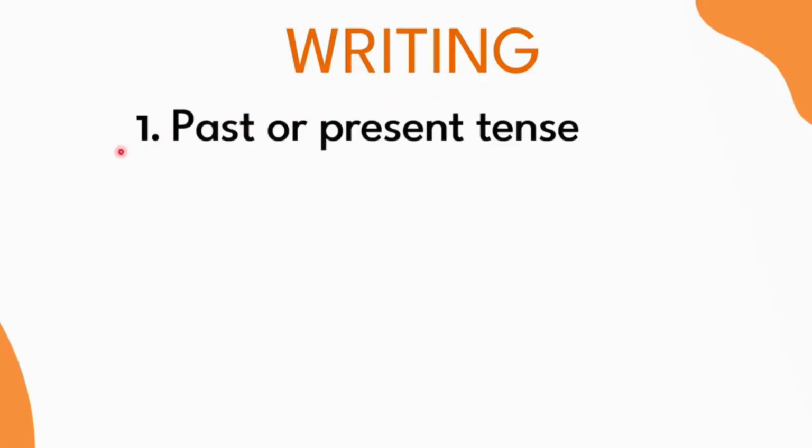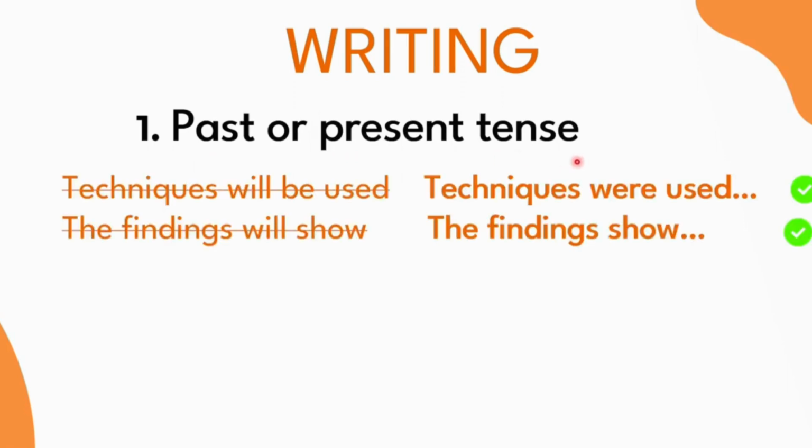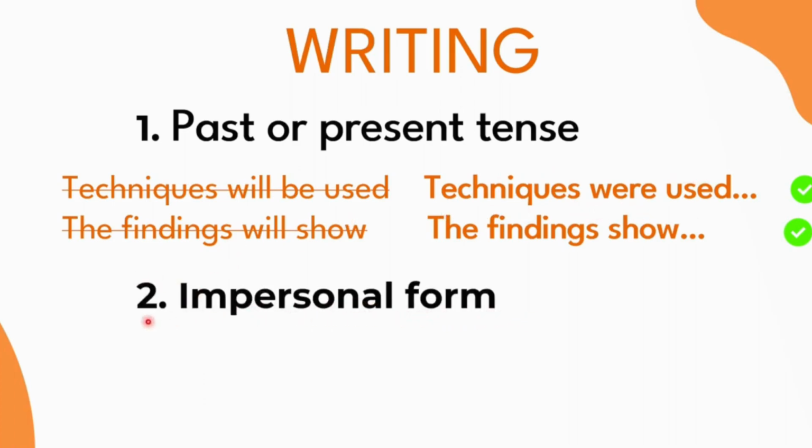The writing of the abstract will be as follows. First, you have to keep in mind to write in past tense or present tense when needed. Be careful when writing it. For example, don't say something like, techniques will be used, nor the findings will show, but techniques were used and the findings show. Secondly, use an impersonal form of narration.